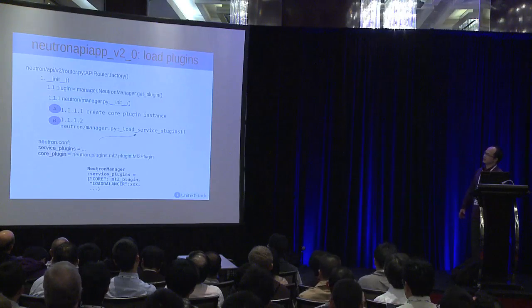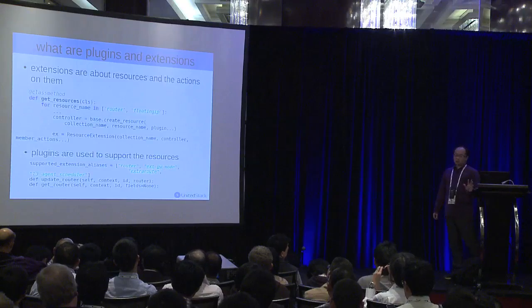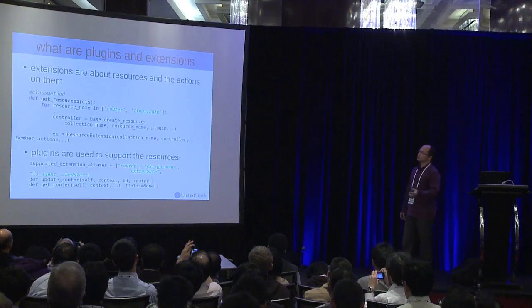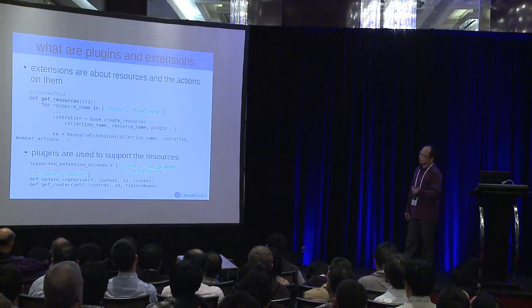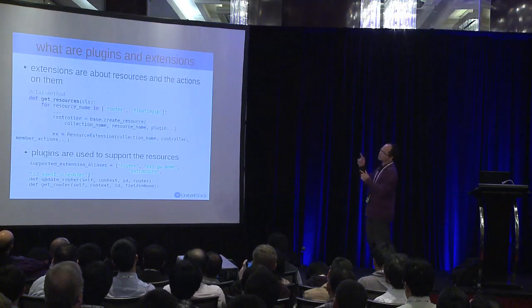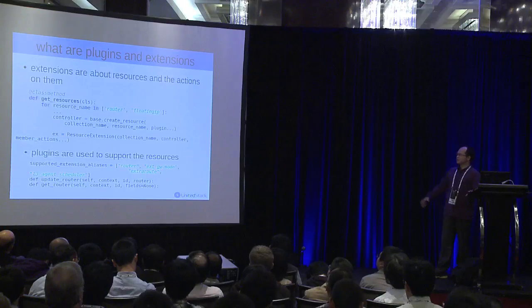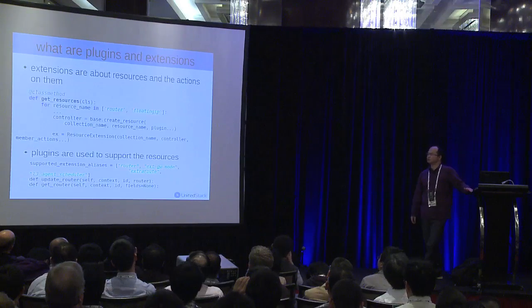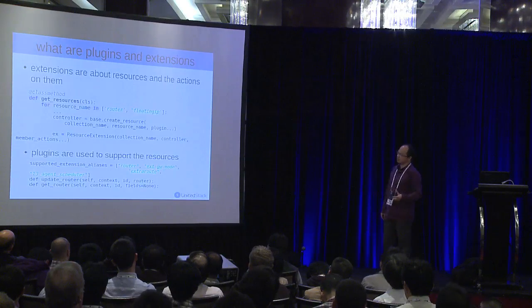So until here, the plugins are loaded. What are plugins and extensions? Extensions are about resources and the actions on them. You can see that each extension will define one function, get_resources. This function will return the resources and actions on them. And the plugins are used to support the resources. In each plugin class, we will have a supported extension aliases member attribute defined. It will define what extensions are supported by this plugin.